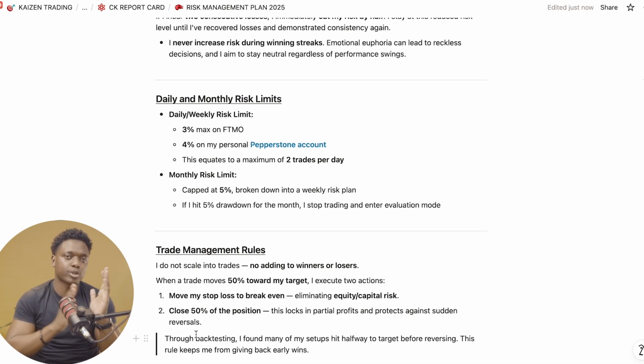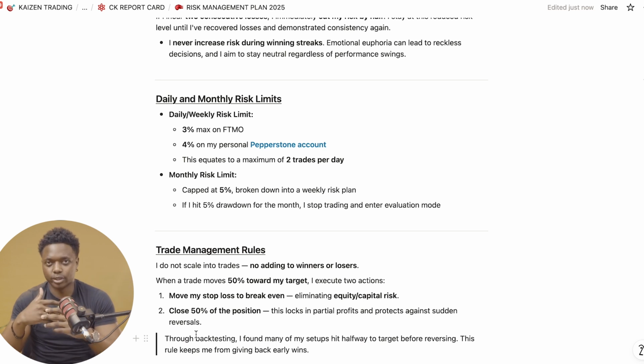So the initial capital that I have, I've sort of controlled it. Now what I need to manage is the running profit on the trade. So I close 50% of my position. This locks in partial profits and protects against sudden reversals.